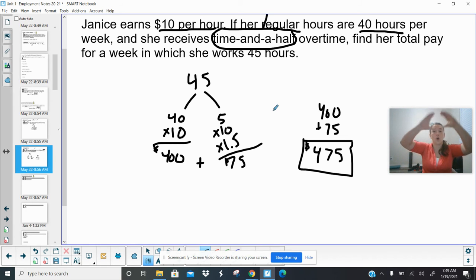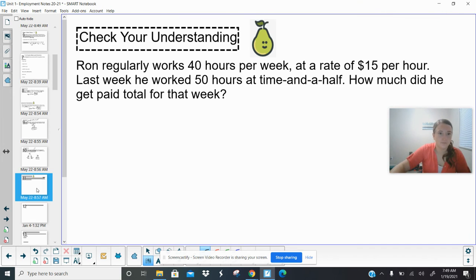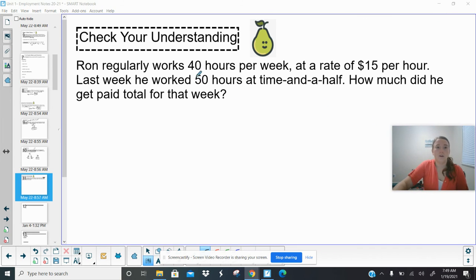We have to take our total number of hours, split them up into 40 always, because 40 is regular full-time. How many extra, and then calculate them separately, add them back together. So let's try it again. Okay, so I'm going to get you set up here, and then you're going to try this one on your own.